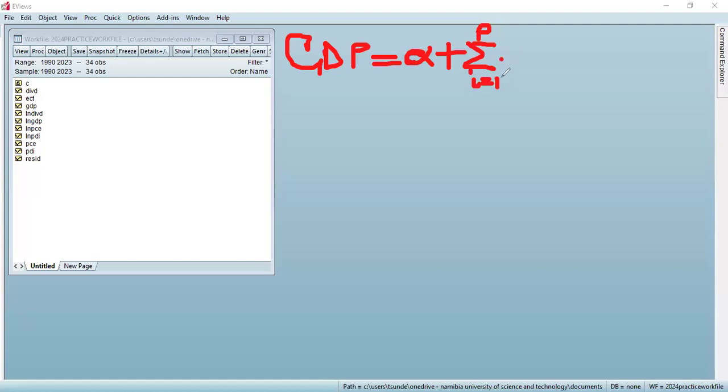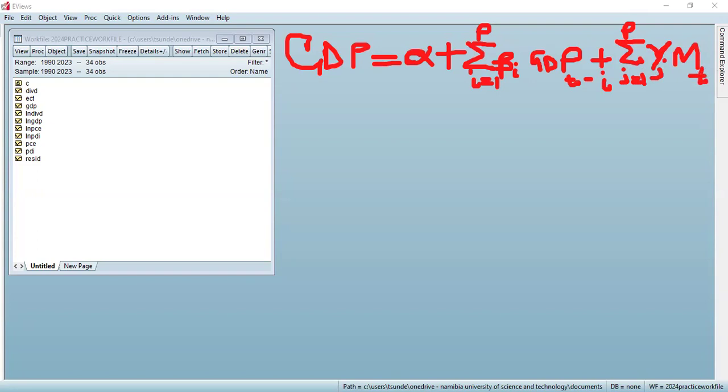And we can call this beta I, GDP, T minus I, plus the other one, running up to P, then we can call this J is equal to 1 up to P. And this we can use gamma J, money supply T minus J, plus the white noise error term.